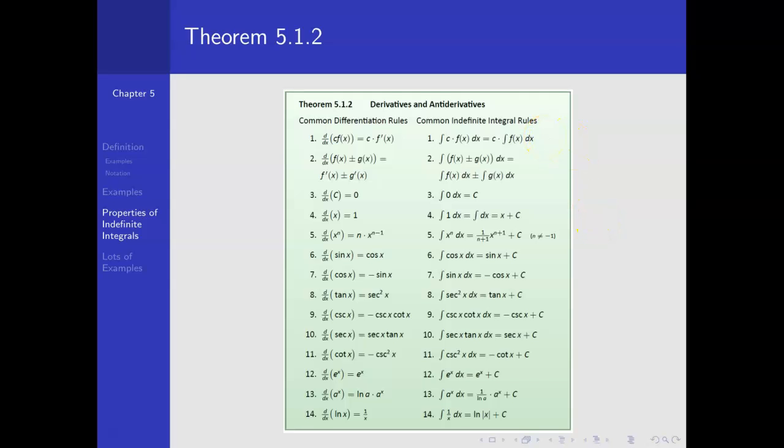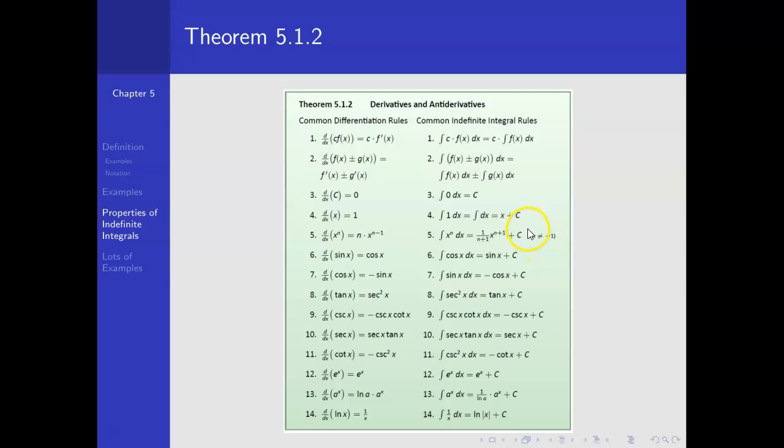So the first one, those are constant multiple rules. Second, those are sum and difference rules. Third, it's the derivative and antiderivative of a constant in a way, involving 0 there. The derivative of x, the antiderivative of x. We have a power rule for derivatives and for antiderivatives.